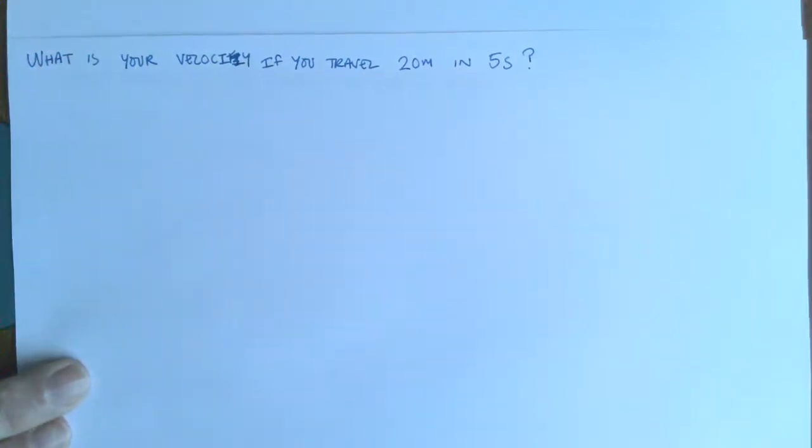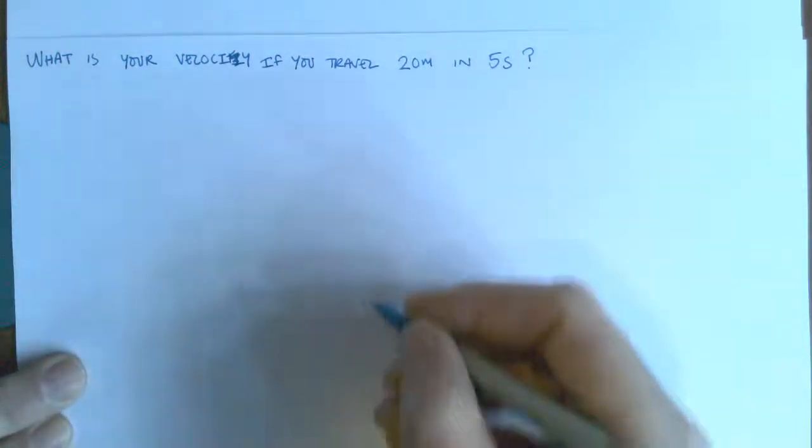Hello, so in this video I'm going to go through a couple of examples of what seems like a very simple equation but can basically catch you out in exams. So my first question is, what is your velocity if you travel 20 meters in 5 seconds? Most of you will straight away in your head go, oh, it's 4 meters per second, but I want you to look at how we would approach this in case it became more difficult.